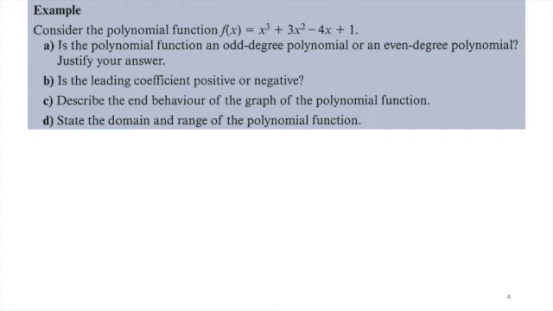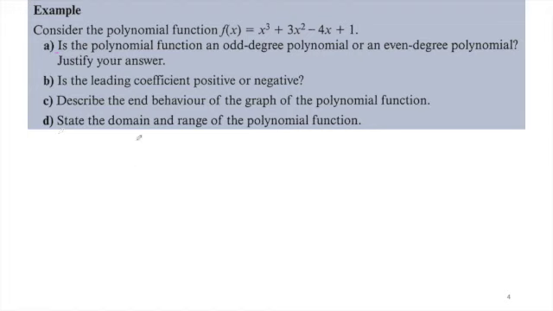It wants us to know if the polynomial function is an odd degree or an even degree polynomial. Justify your answer, okay? Then it wants us to say if the leading coefficient is positive or negative. Should be pretty easy to see that. Describe the end behavior of the graph of the polynomial function. Okay. State the domain and range of the polynomial function. So with that, it becomes easy for A and B. I hope that it's easy to just read an equation. But C and D is where you have to go back to that graph or understand what your graph is going to look like to be able to state end behavior and state your domain and range.